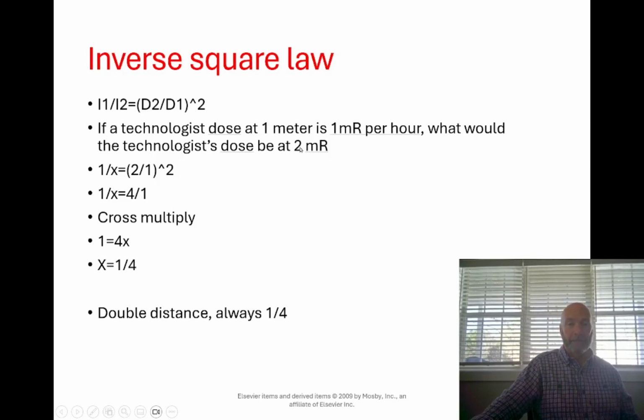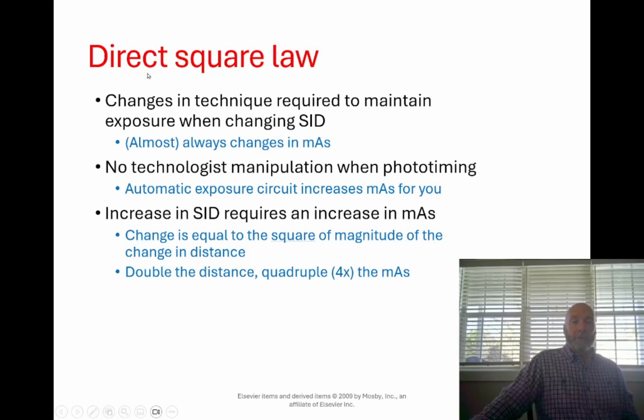If you double your distance from 1 meter to 2 meters, then you know that your radiation dose is going to go down, because it's inverse square law, by a factor of 4. Increase distance, intensity goes down, square the distance. Double, always factor of 4. 2 times 2 is 4. All right, so direct square law is the one that tells us the change that we need to make in mass as we change our distance.